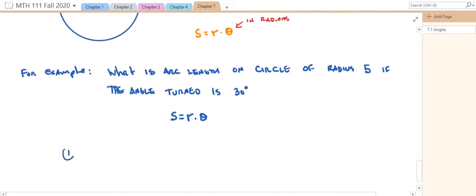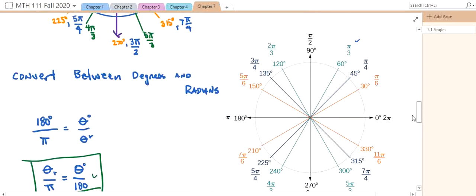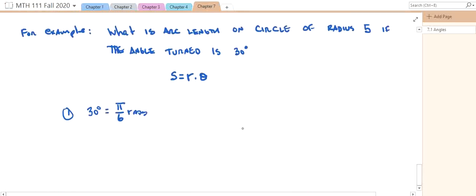So step 1, 30 degrees equals pi over 6 radians. And you can always remember that because there are 6 30 degrees in 180 degrees, so it's a sixth of that. So pi over 6 radians. That's one way, that's how I kind of remember it. So then we solve this.